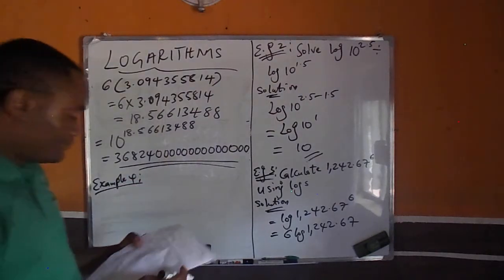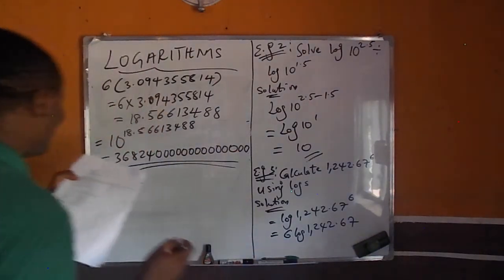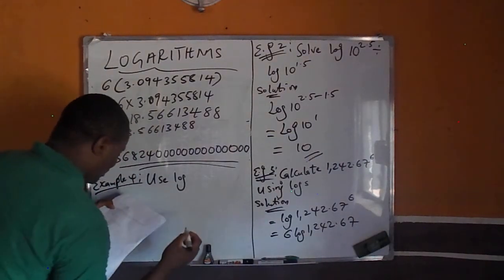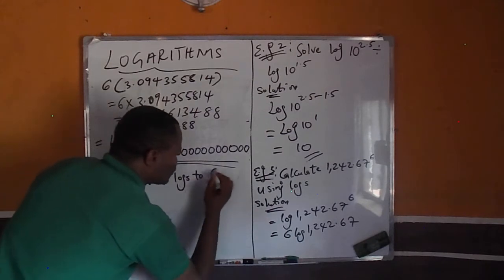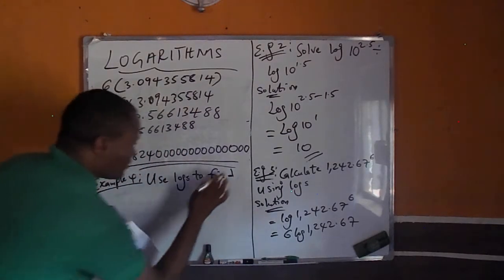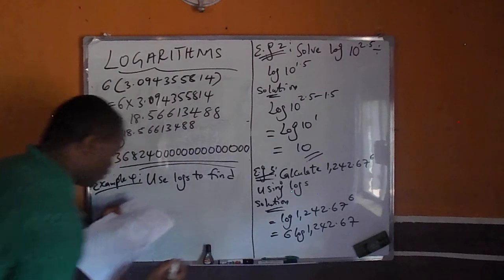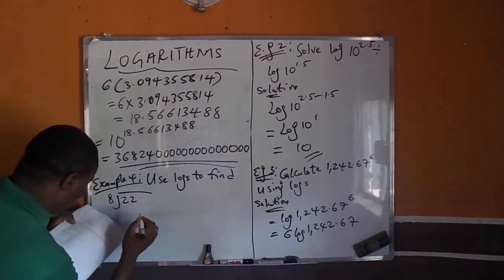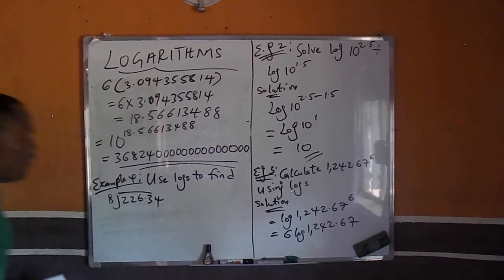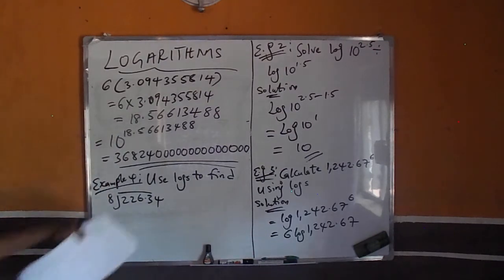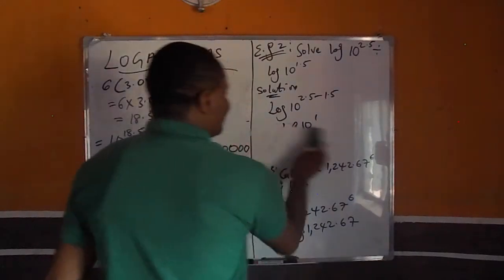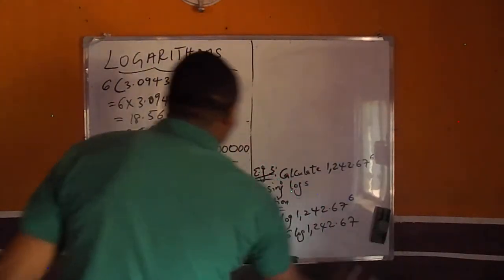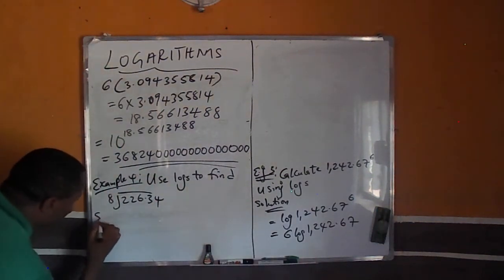Now, example 4. Example 4 says use log to find the eighth root of 226.34. Now we want to use log to find the eighth root of this. How do we use log to find the eighth root of this? We say solution.